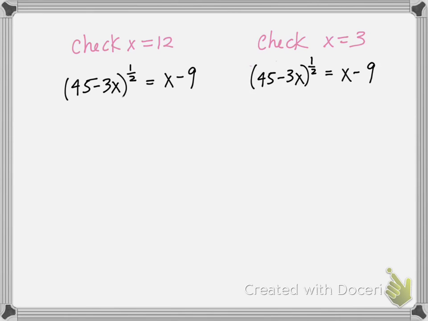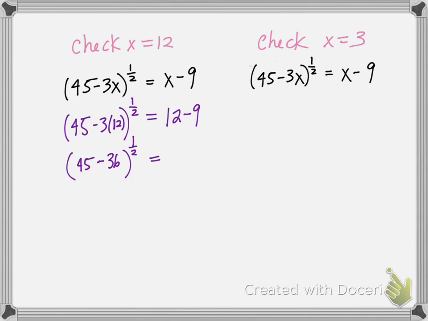So checking x equals 12, let's plug in 12 for x. I would have (45 minus 3 times 12) to the 1/2, and that's equal to 12 minus 9. So this is 45, and then negative 3 times 12 is negative 36, and that's to the 1/2, and that's equal to 12 minus 3, which is 9. So 45 minus 36 is 9, and that's raised to the 1/2. Remember, raising something to the 1/2 is the same thing as taking the square root of the number. So the square root of 9 is 3. So 3 is equal to 3. That's a true statement. So x equals 12 is a solution.